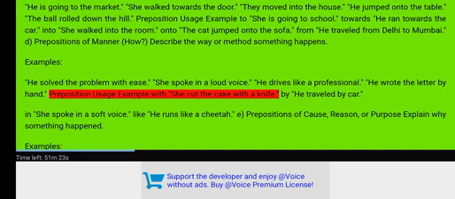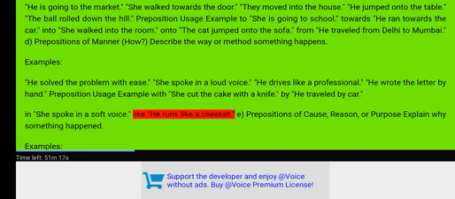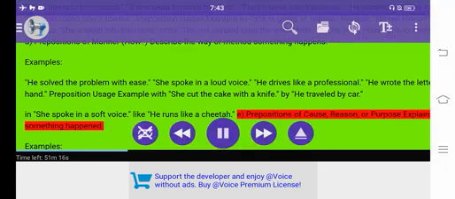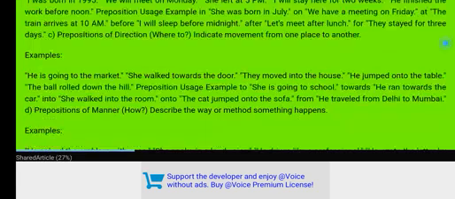Preposition usage. Example: With. She cut the cake with a knife. By. He traveled by car. In. She spoke in a soft voice. Like. He runs like a cheetah. E. Prepositions of cause, reason.